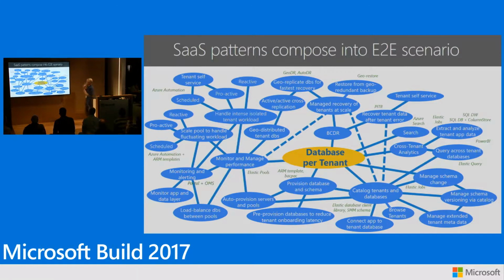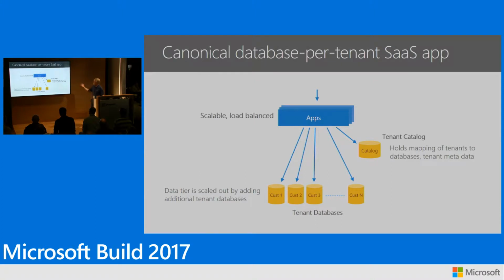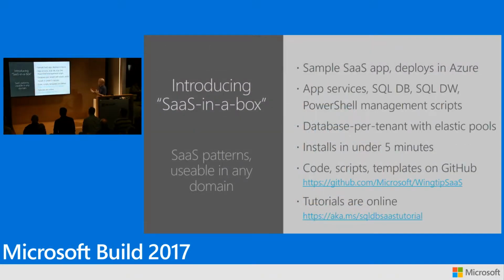And what we're trying to do now is build out examples of these patterns, actually build a sample. What we've done from this is identified a canonical database per tenant application. So this is the pattern here that we see, the catalog and the tenant databases. And so what we've done is we've built a sample application for you guys to go try and play with. We've cutely called this SaaS in a box. It's a sample application that deploys in your subscription in Azure.